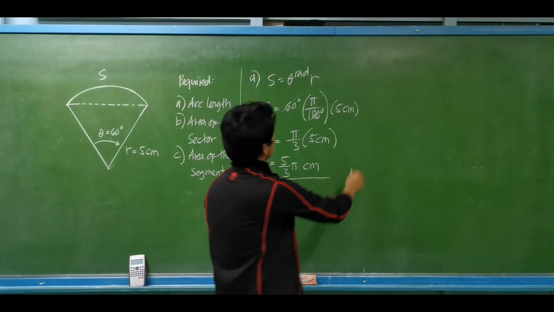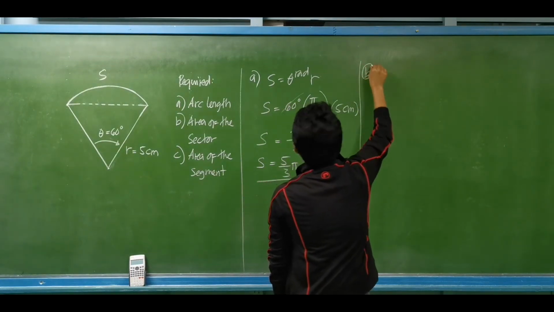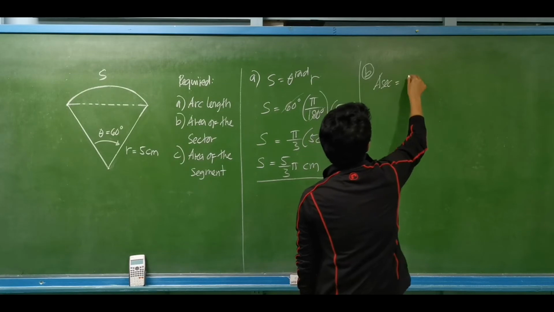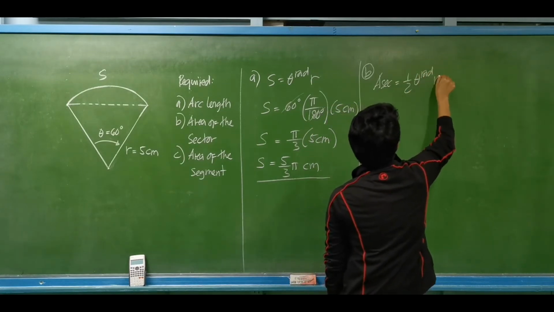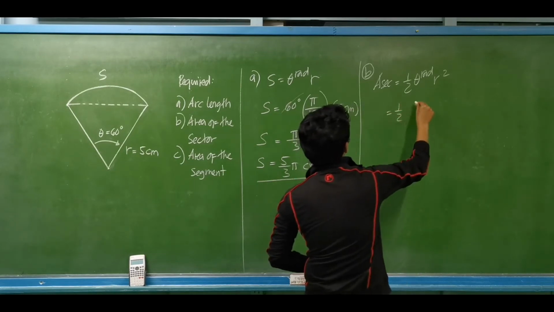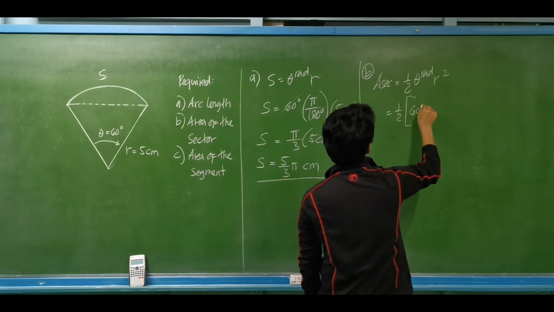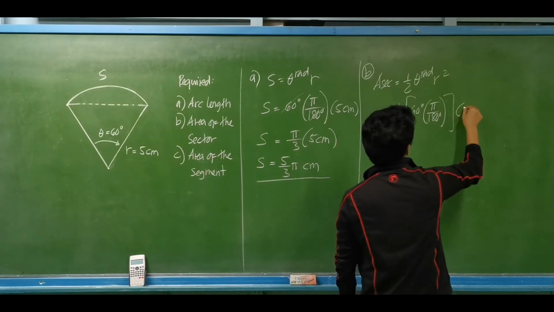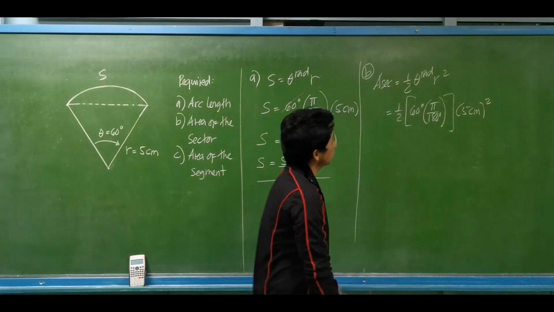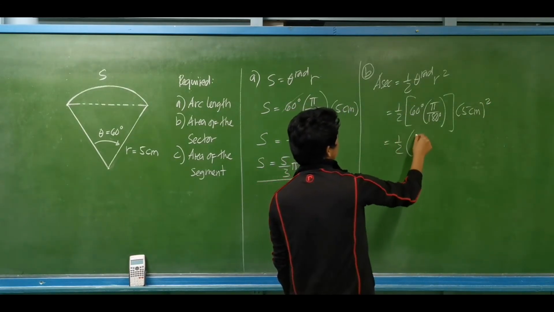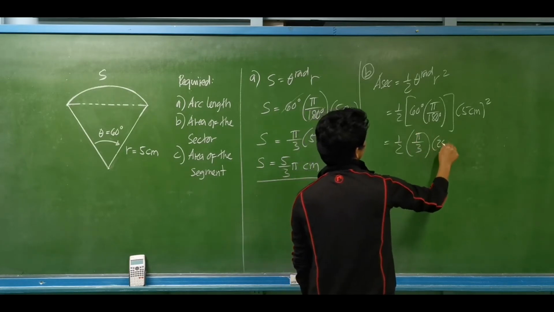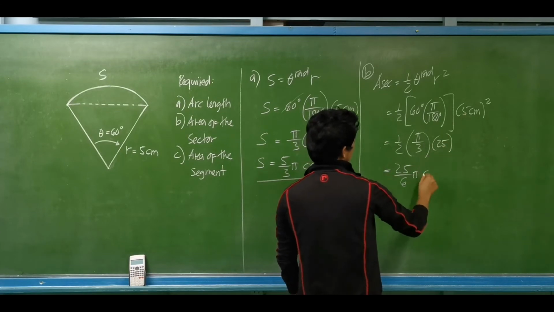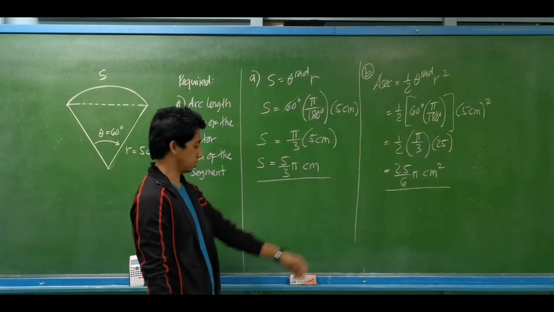Then letter B. For letter B, we are required to compute for the area of the sector. The area of a sector is equal to 1/2 the central angle in radians multiplied by the radius squared. So we have 1/2. What is our central angle? We have 60 degrees multiplied by pi over 180 degrees. This is multiplied by the radius, 5 centimeters squared. So we simplify this. This is the same as 1/2 multiplied by pi over 3 multiplied by 25. So this is 25 over 6 of pi centimeters squared. This will be the area of the sector.